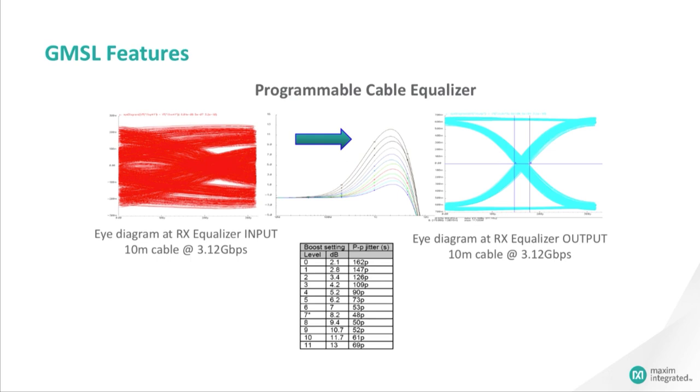There are 12 different EQ levels that can compensate up to 13 dB transmission line loss. The plot on the left side is an eye opening captured at the far end of 10 meters of cable and at the receiver's input at 3 gigabits per second. On the right side is the eye after receiver equalization.